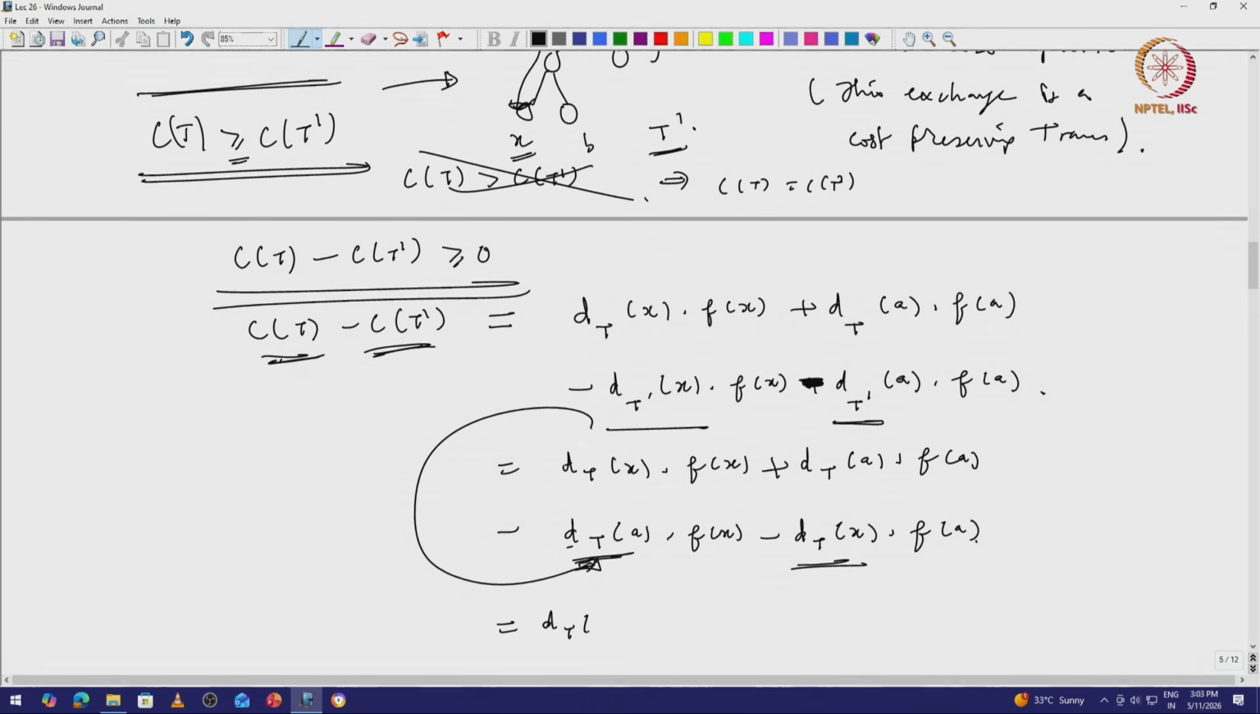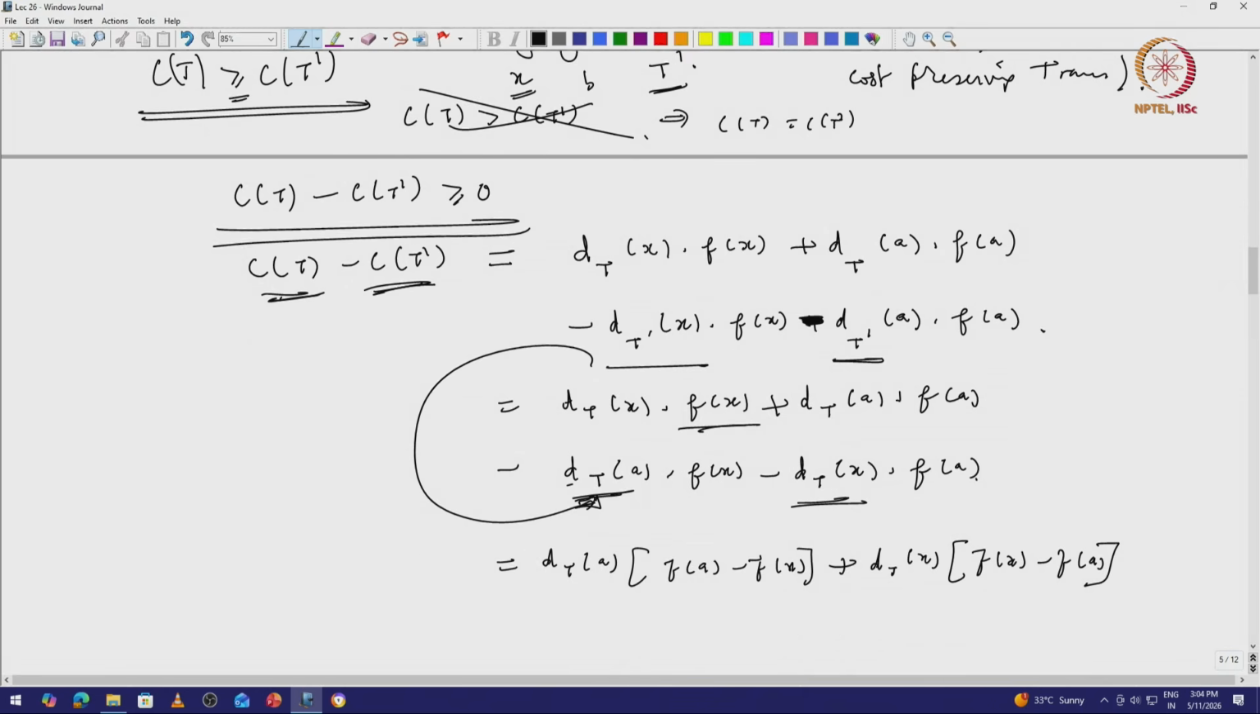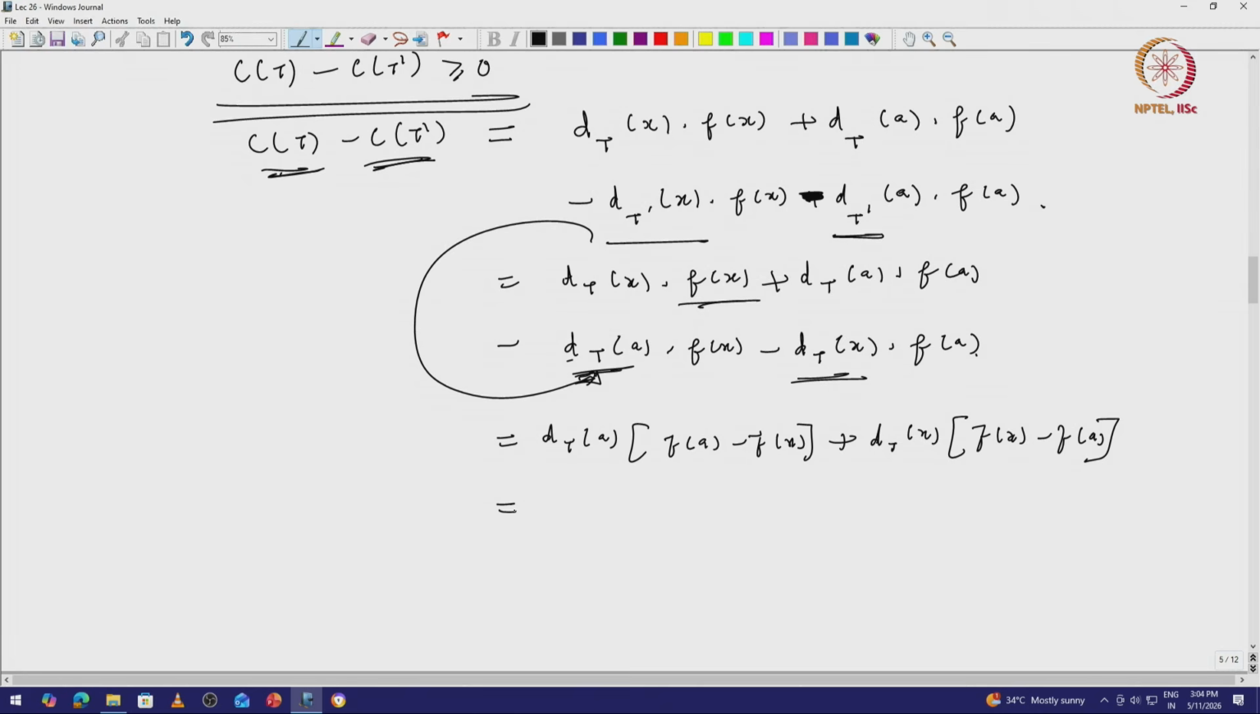f of A minus d T of A times f of A minus f of x, plus now you can use d T of x times f of x minus f of A. That is equal to f of A minus f of x times d T of A minus d T of x.